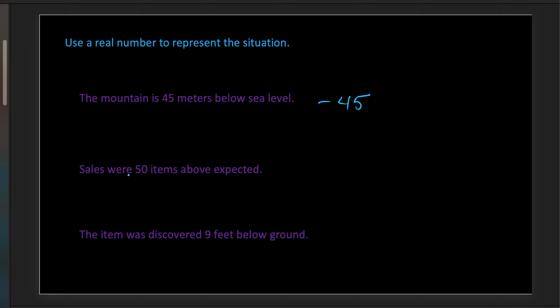For the second one, sales were 50 items above expected. Since it was above expected, the answer would be 50, and that's it. That's how to do these problems. The item was discovered 9 feet below ground. So you can imagine what the answer will be there. Ground is considered 0, and since it's below ground, -9. So these are the types of problems that you'll see on your quiz and your test.